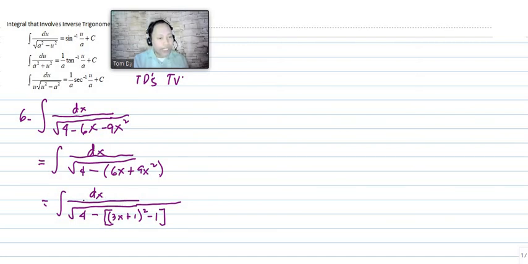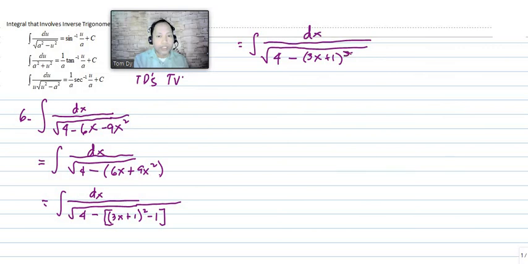Okay, we have dx over the square root of 4 minus this one. So we will now multiply this negative sign. We will distribute the negative sign. That is dx over the square root of 4 minus 3x plus 1 squared, and then negative times negative, positive 1. So that this 4 plus 1 is equivalent to 5.